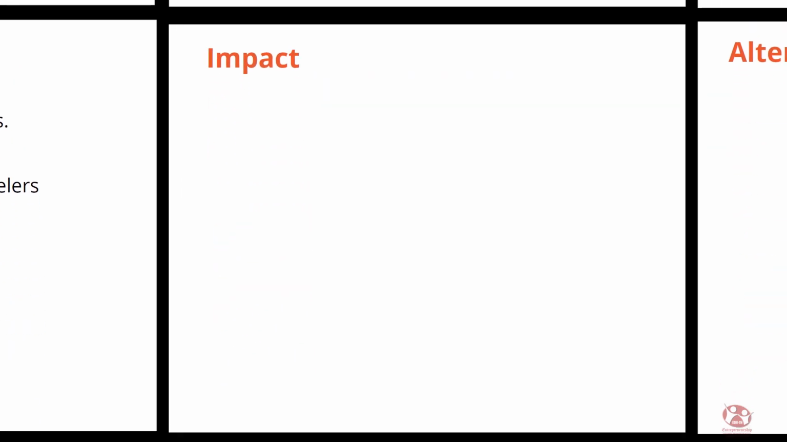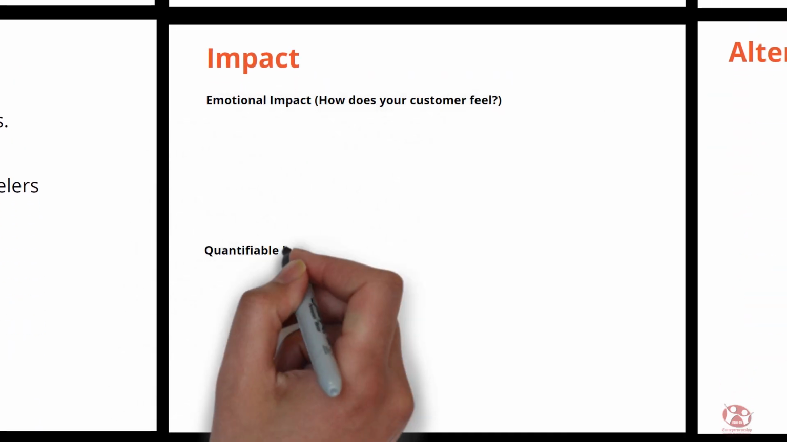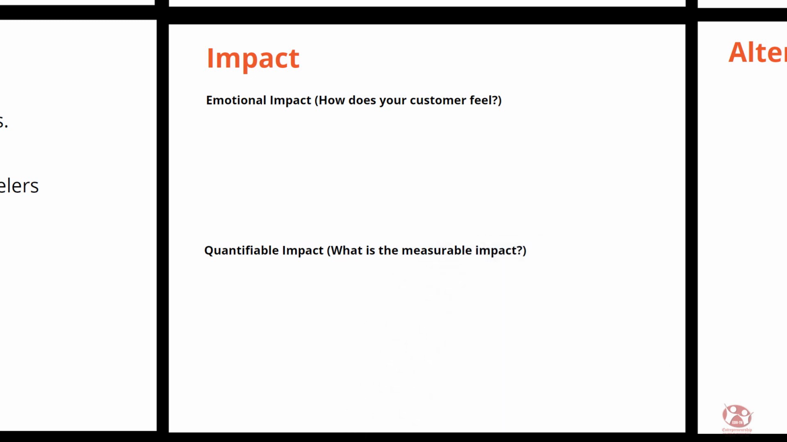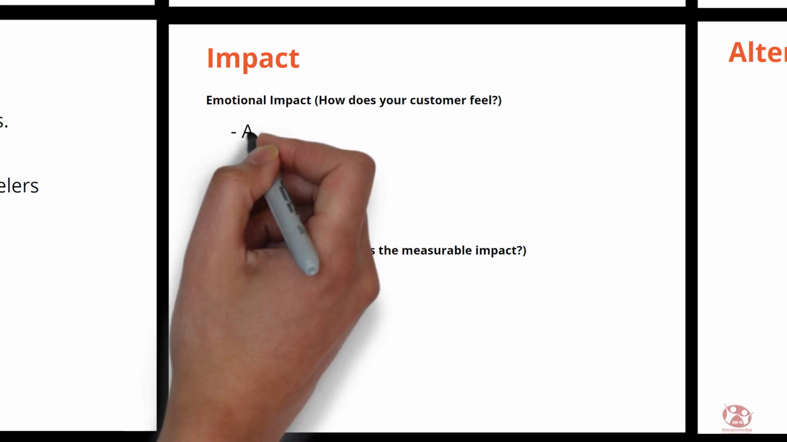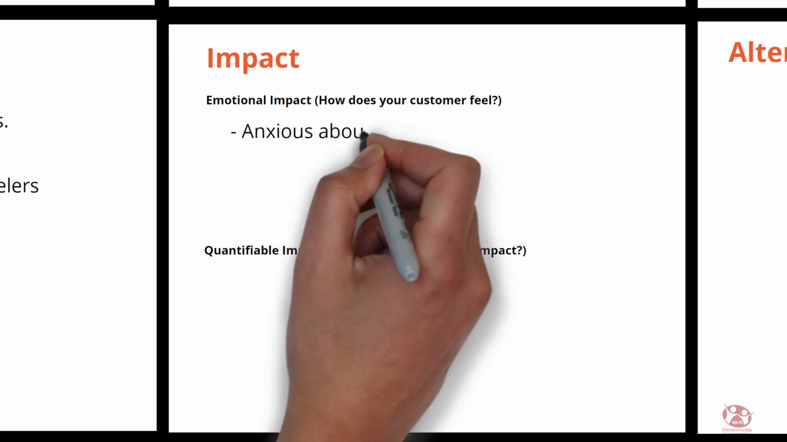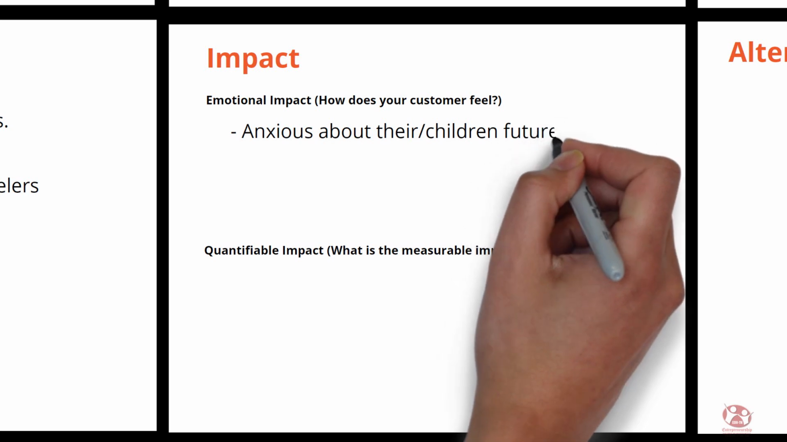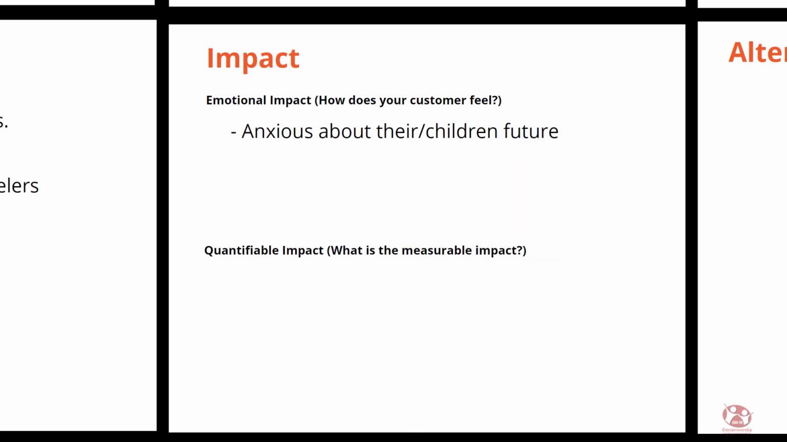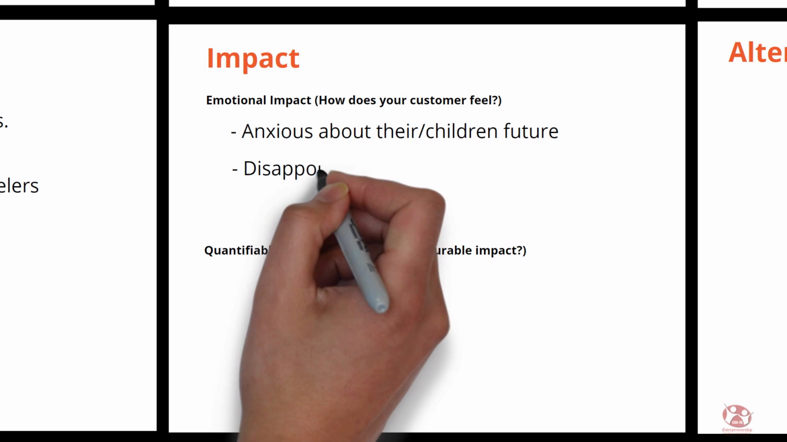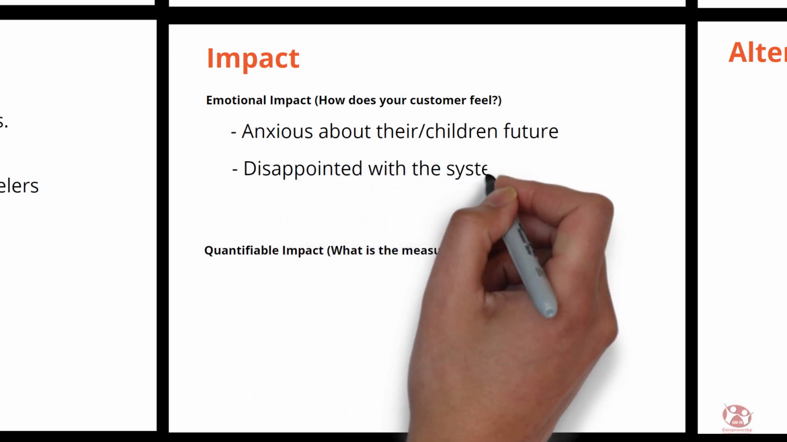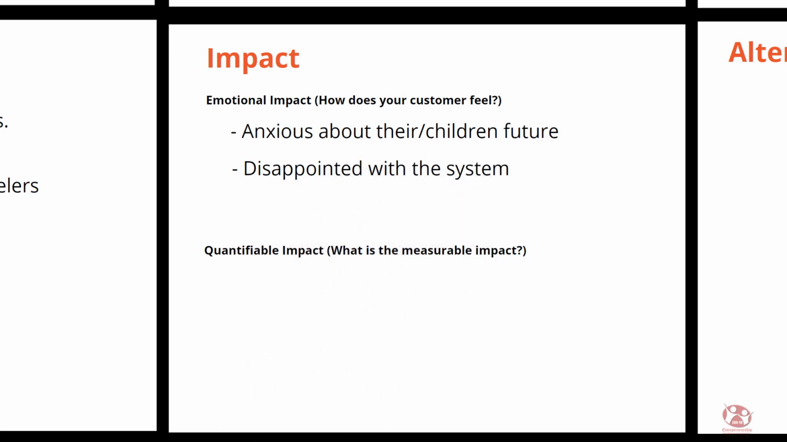Then we need to discuss what is the emotional and the quantifiable impact of air pollution on Delhi. Emotional impact basically means how does your customer or a user feel about the problem. For example, let's say if you're a parent with a child who's suffering from asthma and he suffers very badly due to breathing disorders during the month of October to February, you'll definitely feel anxious about his future, or you'll feel disappointment with the system that cannot control this air pollution. That's what is the emotional impact. It basically means how big is the problem in the mind of the customer.